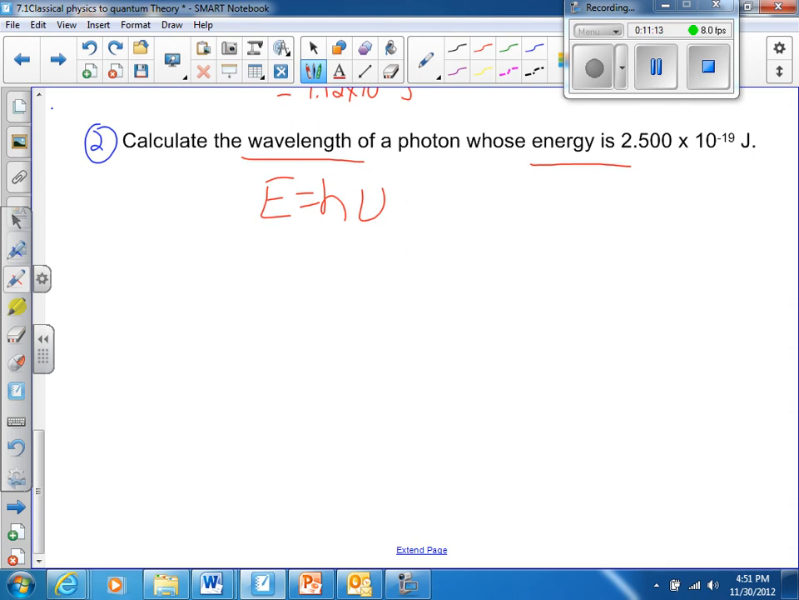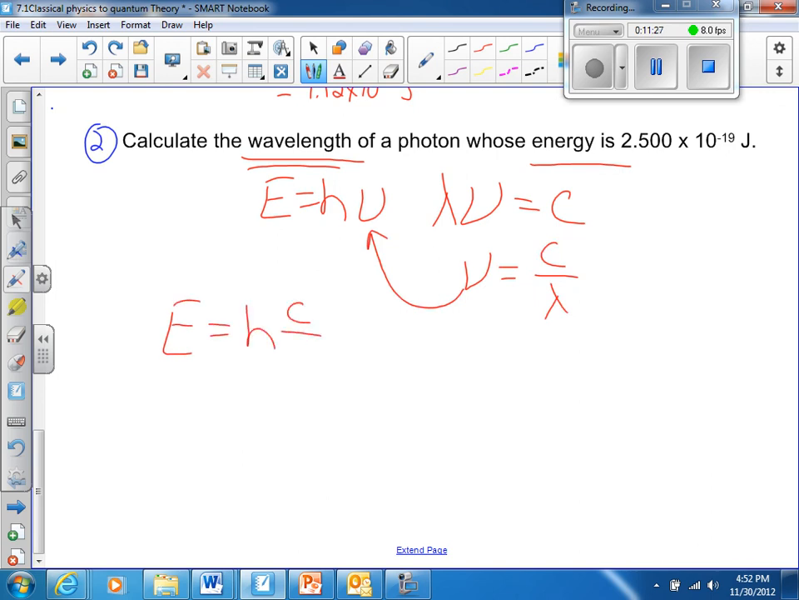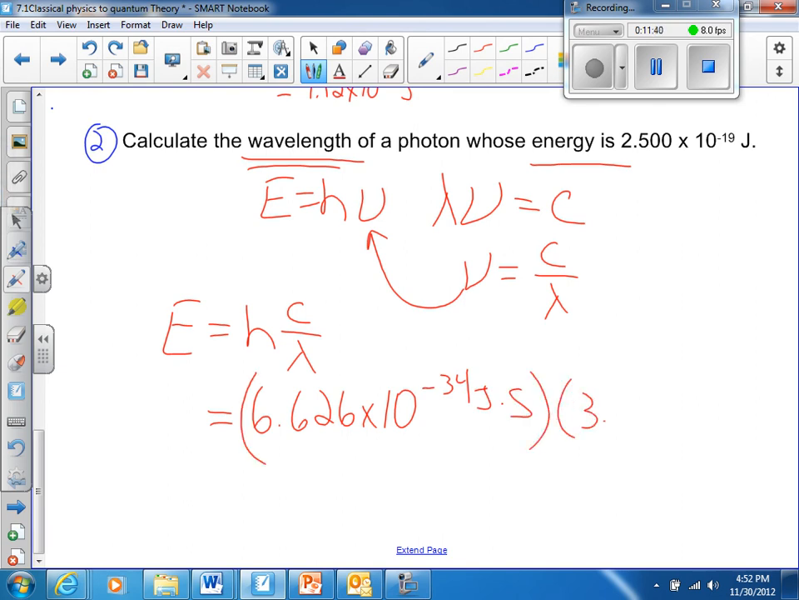So E is h nu, and we're asked for wavelength. We also have lambda nu is c. We isolate nu, c over lambda. Substitute that in for nu. E is hc over lambda. And let's plug in our values. Here's h. C is the speed of light. It's actually 3.00 times 10 to the 8th meters per second. We know that there's 3 sig figs in there.